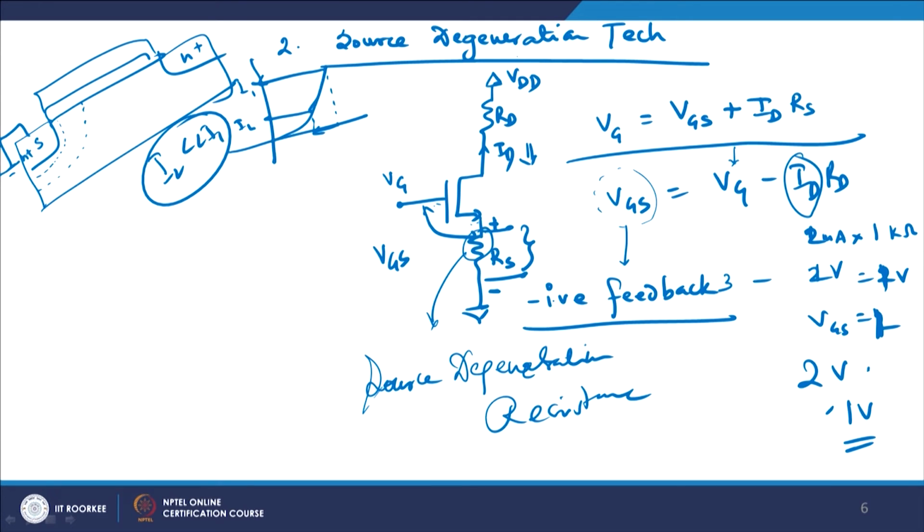The higher the value, the better the control is. Let us also understand the cost you pay for it. The cost you pay is that there is a voltage drop here, and this voltage drop can never be recovered, and therefore it affects the overall leg room. So you have a headroom and a leg room.